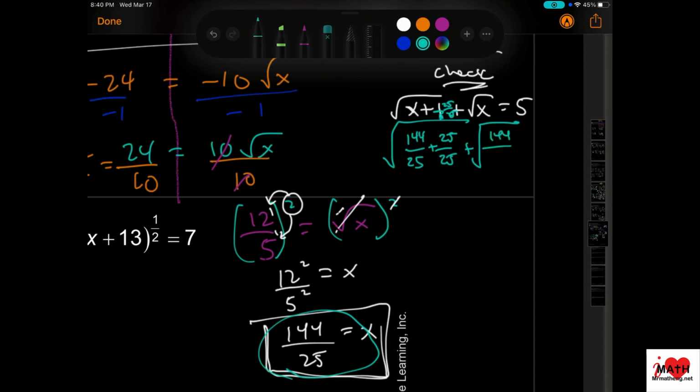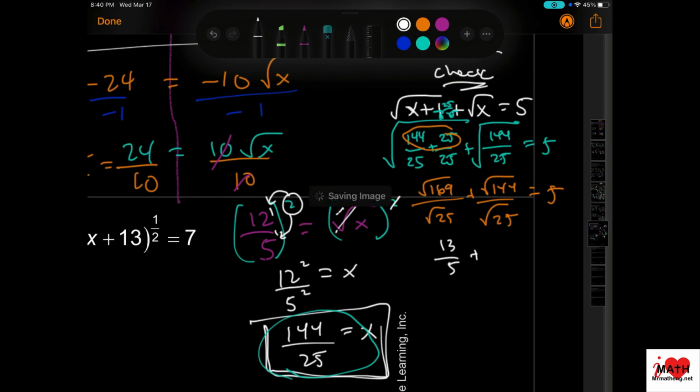Square root of 144 over 25 equals 5. Okay, so if you add these two, you'll get 169. The square root of 169 over the square root of 25 plus the square root of 144 over the square root of 25. And then you have the square root of 169, which is 13 over 5, plus the square root of 144 is 12 over 5, so that gives you 25 over 5, which means 5. That means this one checks out. Awesome.